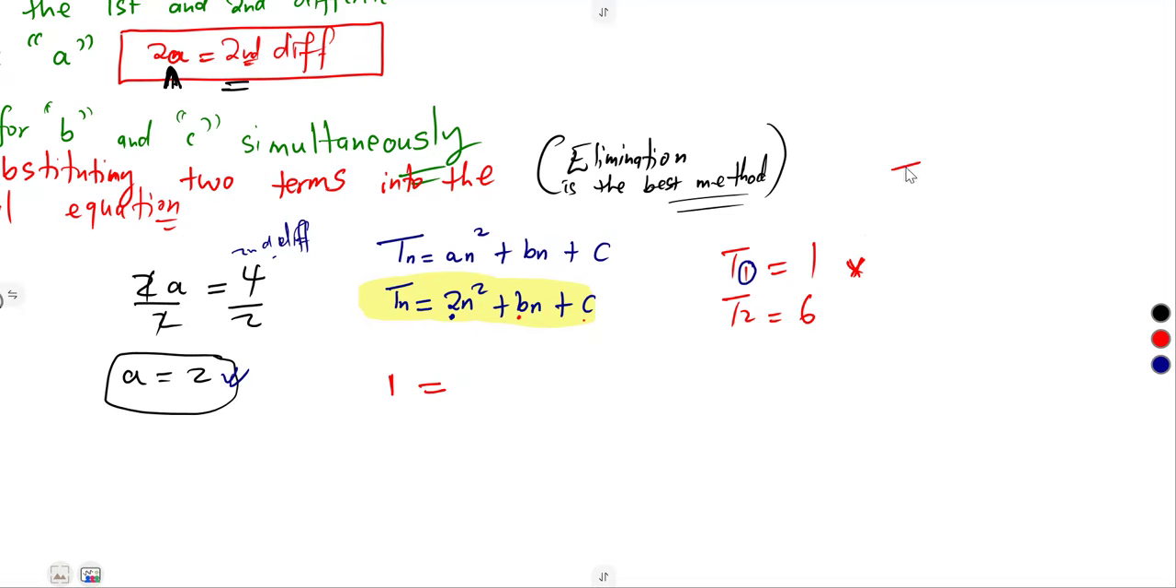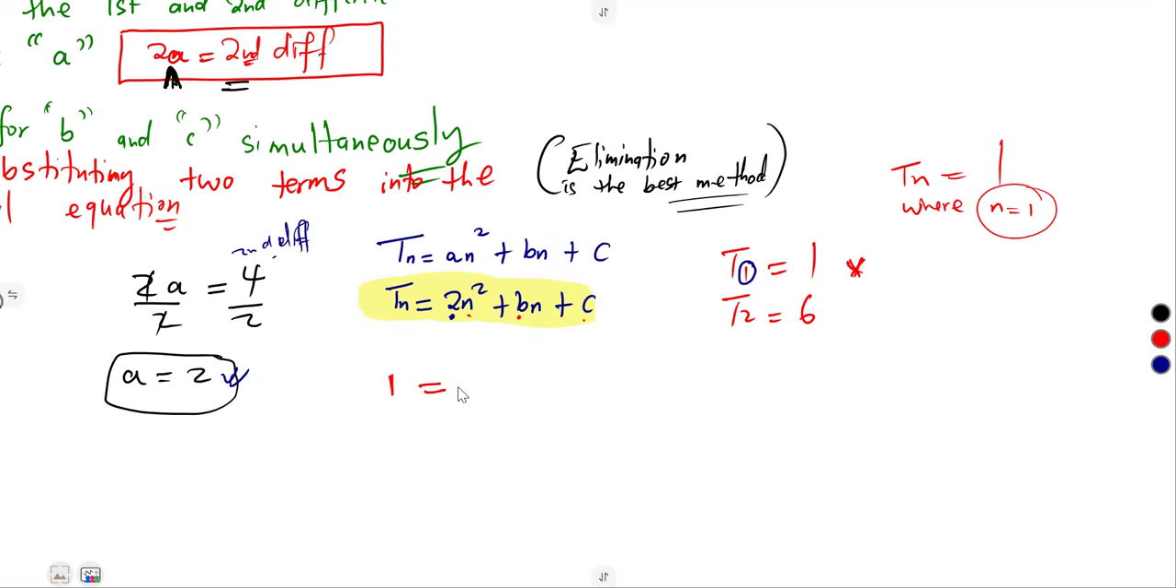The Tn is 1, where n is equal to 1. Do not be confused. Anyways, let us just substitute, guys.